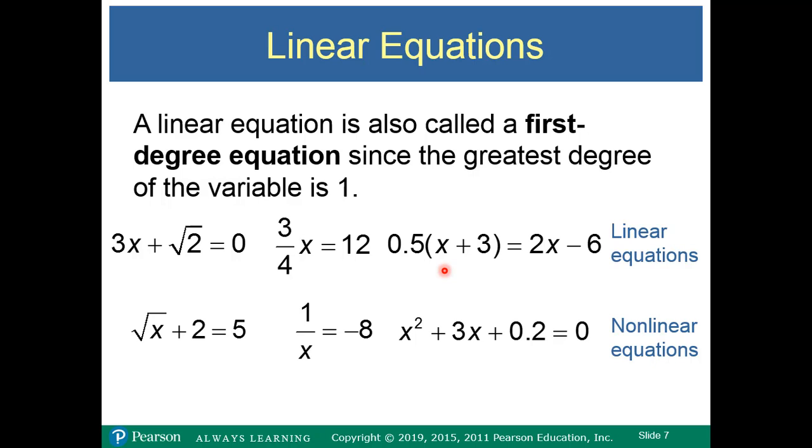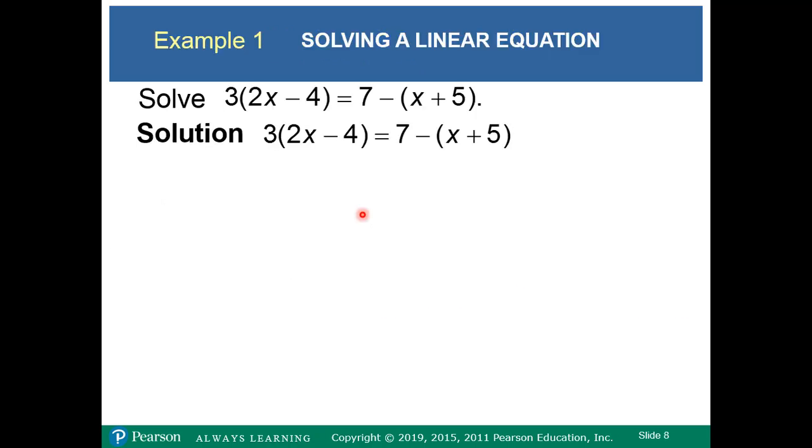Now these are nonlinear because here x has a square root, which means the exponent is 1/2. Here x is in the denominator, which means we can write this as x to the -1. And here the largest exponent is 2, so the degree of this equation is 2. So this is nonlinear as well. Those are examples of nonlinear versus linear.